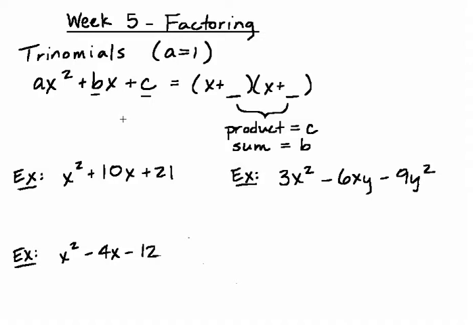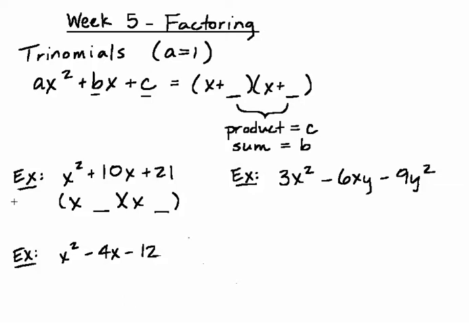So we'll first begin with an example, example 1, x squared plus 10x plus 21. We want to first begin by setting up our two parentheses. And since there's no number in front of x squared, we know that the first terms are always going to be x and x. And then we want to find two numbers that multiply to equal 21 and add to equal 10.